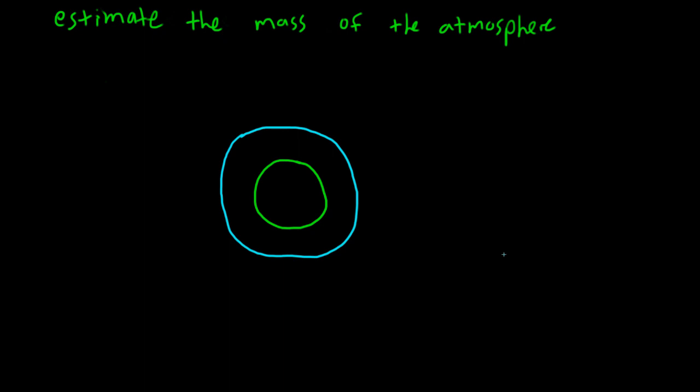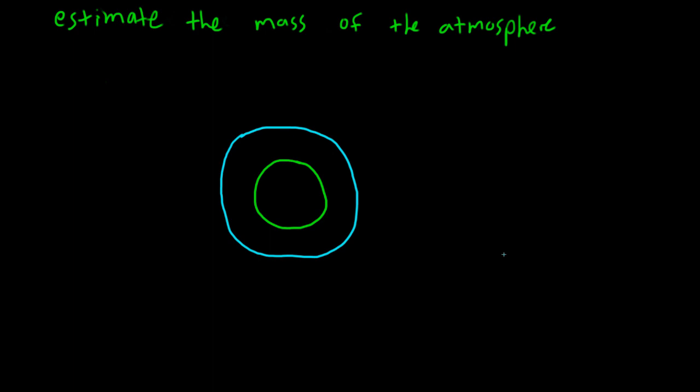In this example, we're going to estimate the mass of the Earth's atmosphere. This example will include several key concepts such as defining systems, working with extensive and intensive properties, density, pressure, and temperature. The first step to solving a thermodynamic problem is defining the system.